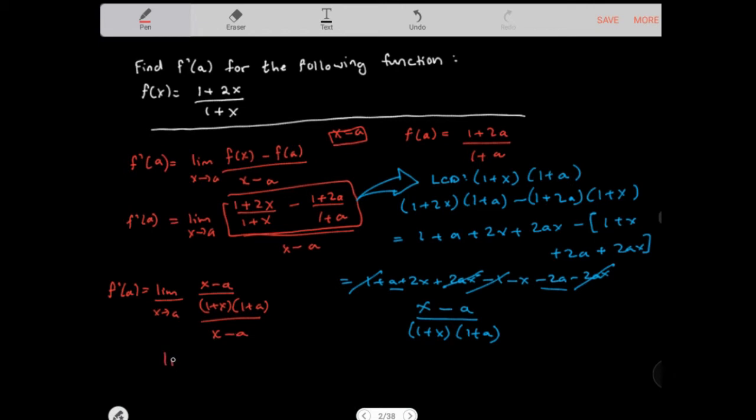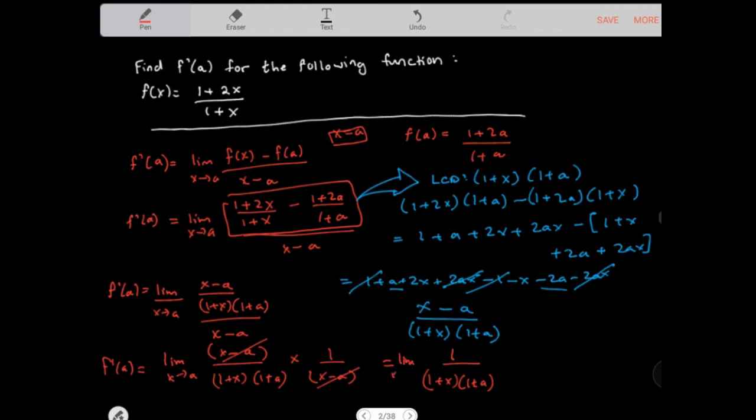So you can actually split this into the limit as x approaches a of (x minus a) over ((1 plus x)(1 plus a)) times 1 over (x minus a), right? Because you're dividing, you can multiply by the reciprocal. So in this case, you can see that the two factors cancel out, and now the restriction is gone. Now if you combine this together, you get the limit as x approaches a of 1 over ((1 plus x)(1 plus a)).